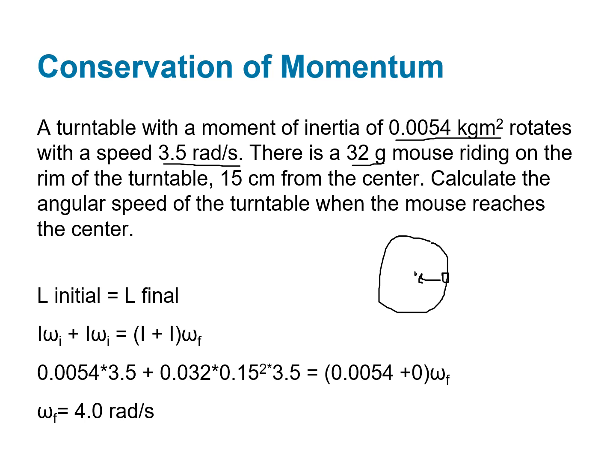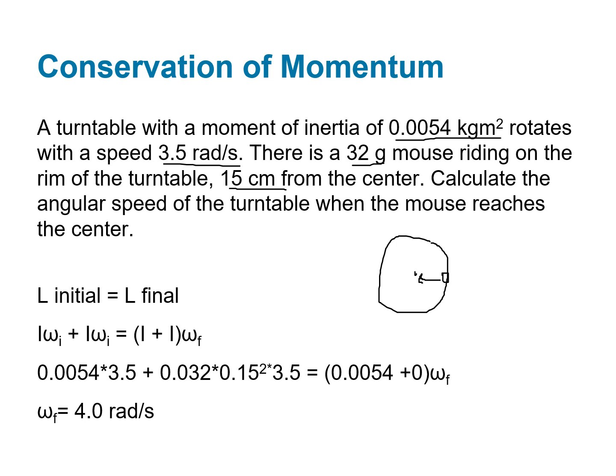So for I for my mouse, it's going to be kind of like a hoop going around the outside. So I'm going to use mr squared. So m times the radius, which is how far he is from the center, squared, times the initial angular velocity, which is 3.5. Now later, I have the rotational inertia of the turntable, and then the mouse now is in the middle. So he doesn't have any radius, so his rotational inertia is now 0. And I'm trying to find the final angular velocity.